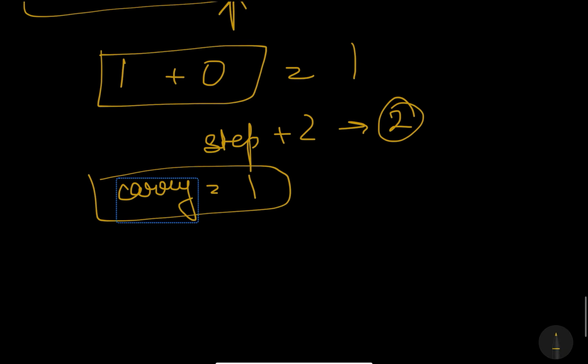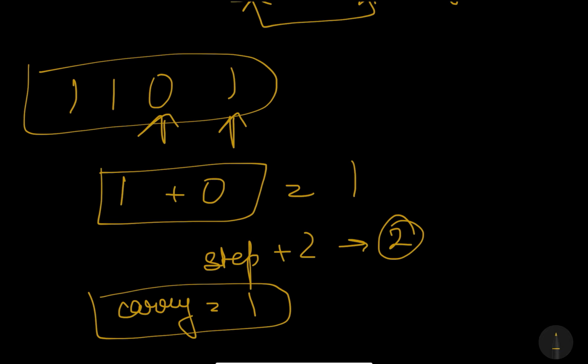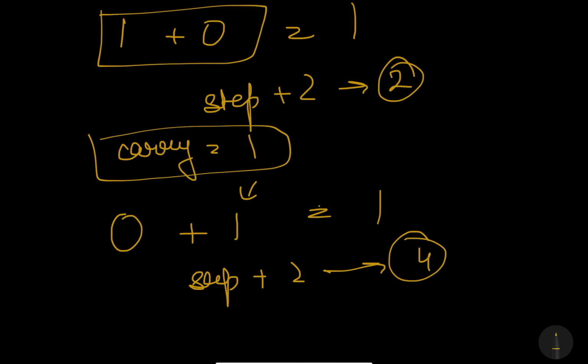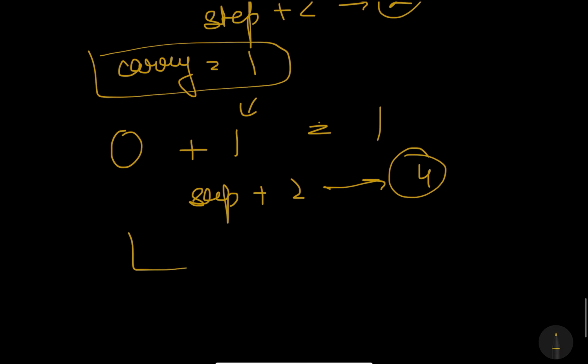Then again, which bit do we have? We iterate to the 0 bit. Now 0 plus 1, where 1 is our carry, becomes 1. Then we again increment our steps, 2 plus 2, now it becomes 4. And again our carry is 1.